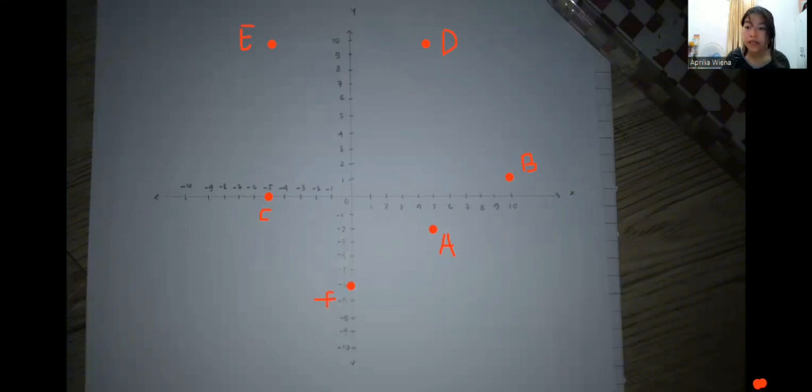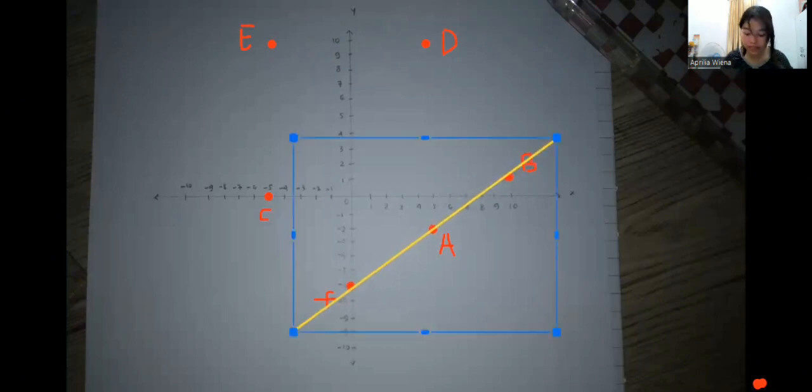So as we can see right here, we can already see that F, A, and B are in one line. So let me get this straight. Let me show you that this is one line. So here it is. As you can see, that is in one line.